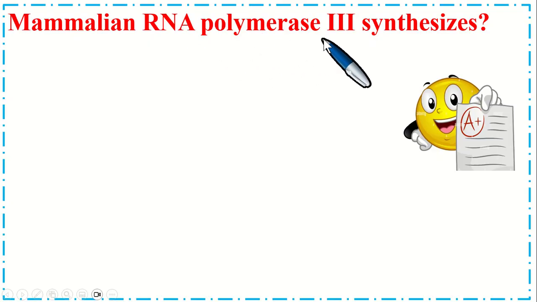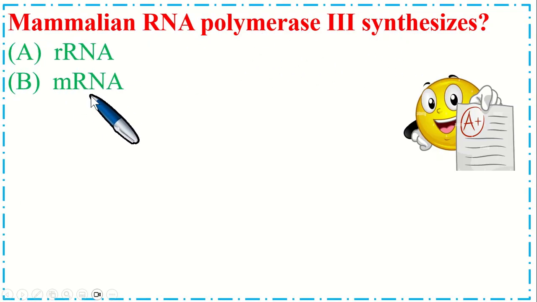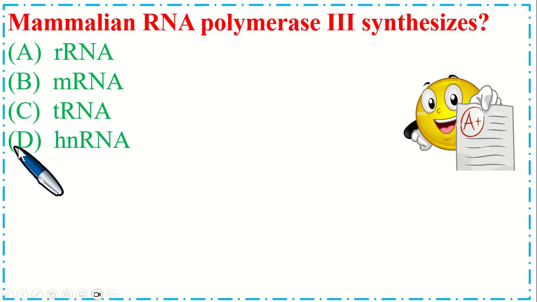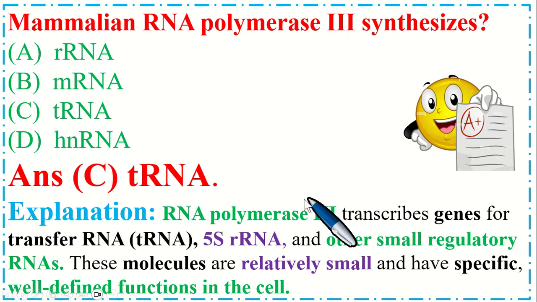Mammalian RNA polymerase 3 synthesizes. Option A, rRNA, B, mRNA, C, tRNA, and option D, hnRNA. So the correct option is C, tRNA. RNA polymerase III transcribes genes for transfer RNA, tRNA, 5S rRNA and other small regulatory RNA. These molecules are relatively small and have specific, well-defined functions in the cell.